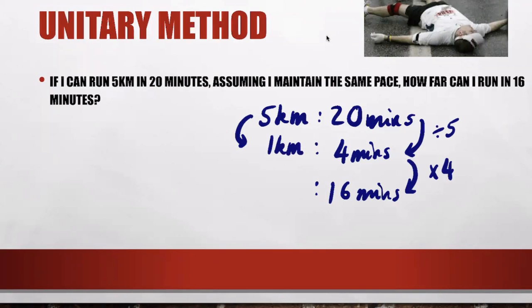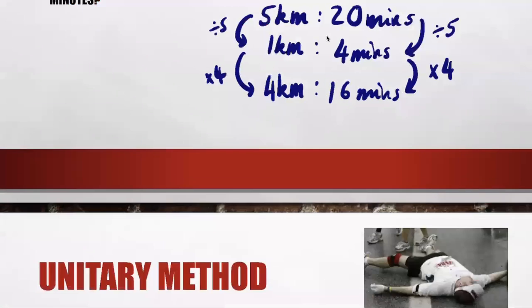Rapid pace. And then the next bit we're going to have to do, so after we divided by 5, we're going to be timesing by 4, and that means that 4 kilometers could be completed in 16 minutes. Remember, whatever you do to one side, you must do to the other. These are directly proportional. There is another one called inversely proportional, and we'll look at those later.